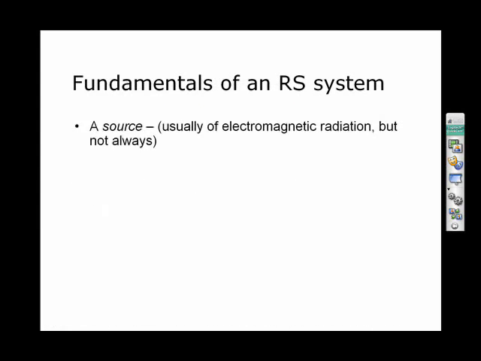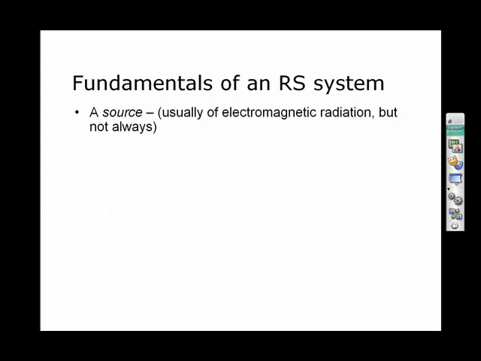Okay, fundamentals of a remote sensing system. In general, you're always going to have some kind of source of electromagnetic radiation. It's going to come from somewhere. Sometimes it comes from the object itself. Sometimes it comes from a secondary source such as the sun. Sometimes the radiation is something you're actually generating yourself from your own platform to illuminate the surface, much like a flash camera.